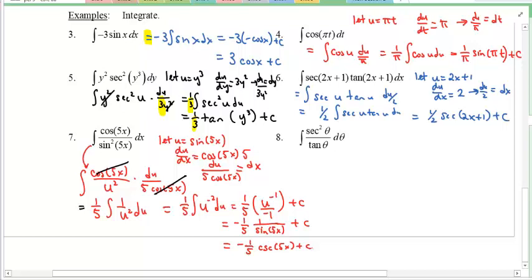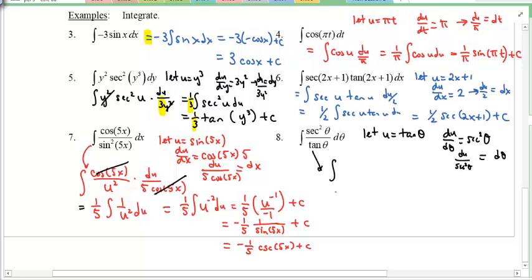Last one. Always thinking about what do you want to let equal to u, and hopefully one of those things equals something else in your function. So I'm thinking I see tangent. I know that du d theta equals secant squared. My fault, not dx. So used to doing dx. So d theta equals du over secant squared.